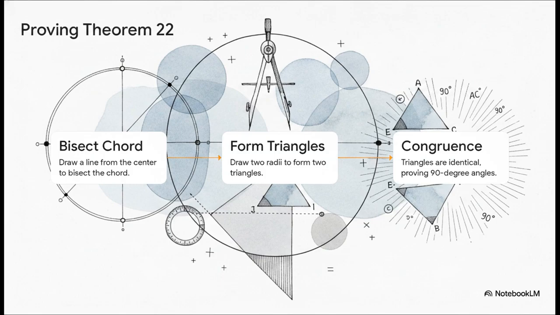But let's break down how we actually know this is true, rather than just taking a textbook's word for it. Step 1. We draw that bisecting line from the center. Step 2. We draw two radii connecting the center to the ends of our chord, which suddenly gives us two triangles. Step 3 is where it all clicks. Because both radii are equal, the two halves of the chord are equal, and they share that middle line, these two triangles are exactly congruent. It's the side-side-side rule. Because they're literal identical twins, those angles in the middle have to match. And since they sit on a straight line adding up to 180 degrees, they absolutely must be 90 degrees each. We just proved an immutable law of nature right before our eyes.